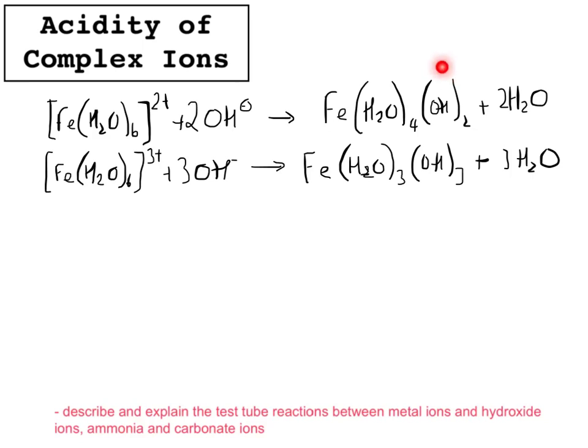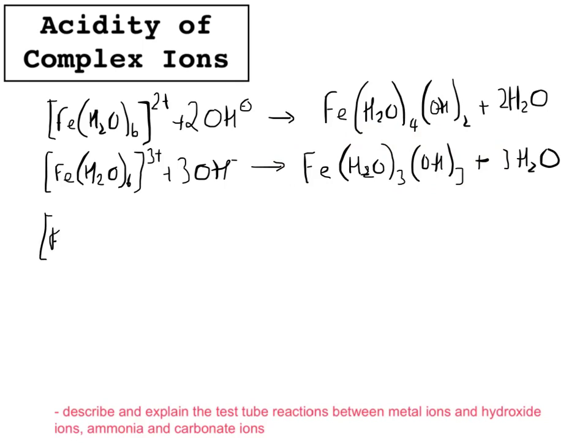Now this is a green precipitate and this is an orange-brown precipitate. If you then look at ammonia with iron, you get very similar things happening. NH3 will also act as a base with both.